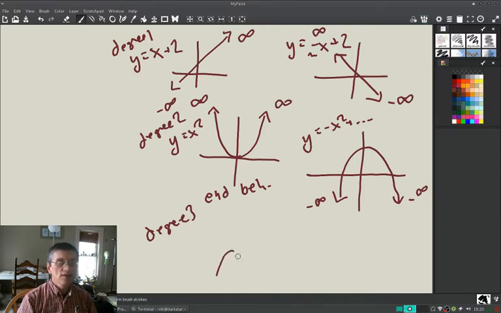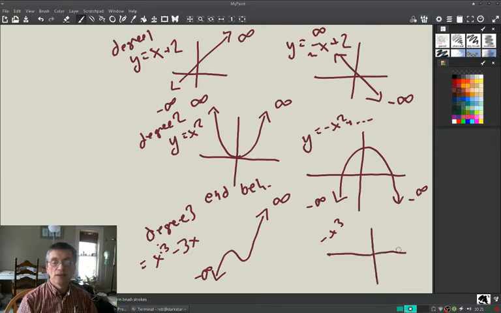Degree 3, here's a degree 3, it's a cubic. It's a polynomial degree 3 because its largest power is 3. It goes to infinity one way and minus infinity the other way if this is positive. If it's minus x cubed, it goes the other way. This one, if it's just that, it's going to come and flatten out and then go like that.